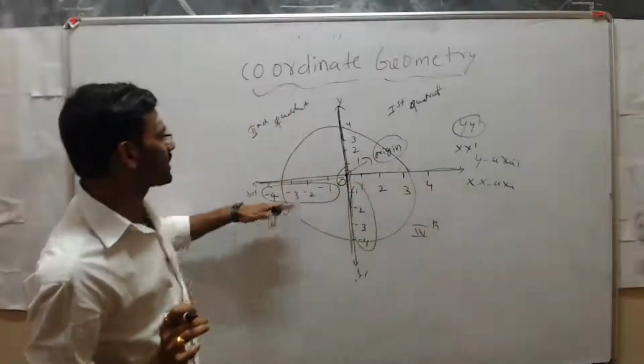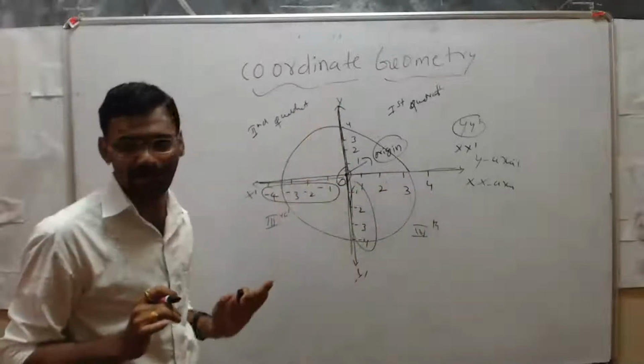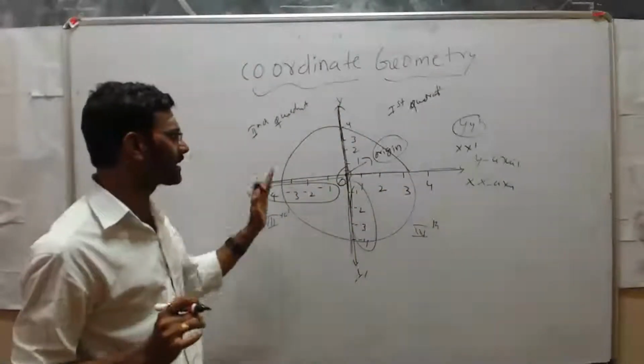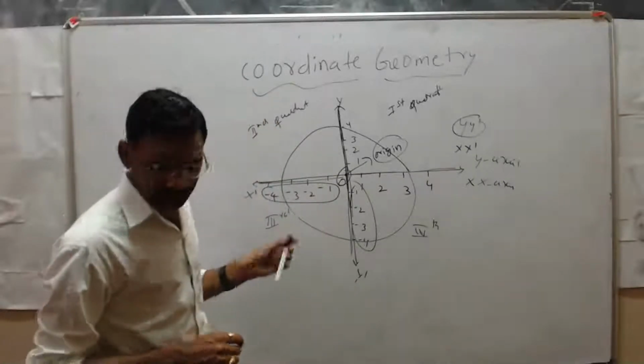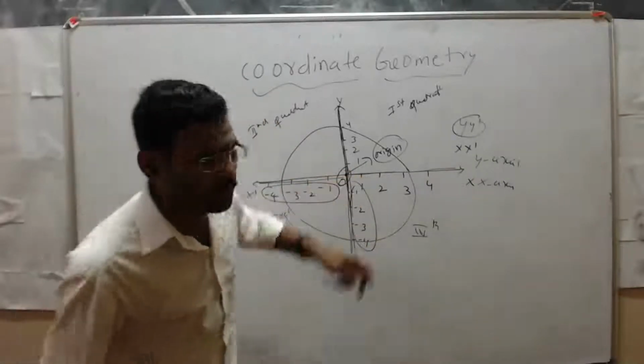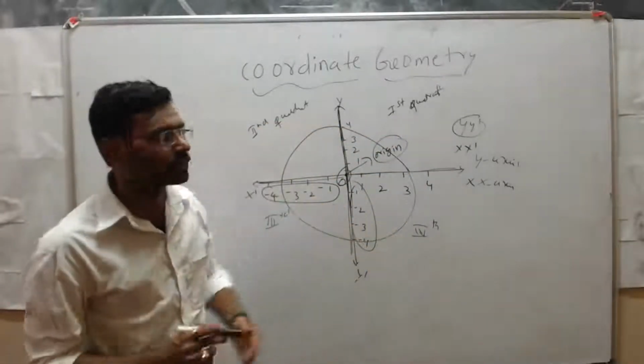X dash, y dash. Okay. Now this is the first quadrant, this is the second quadrant, this is the third quadrant, this is the fourth quadrant.